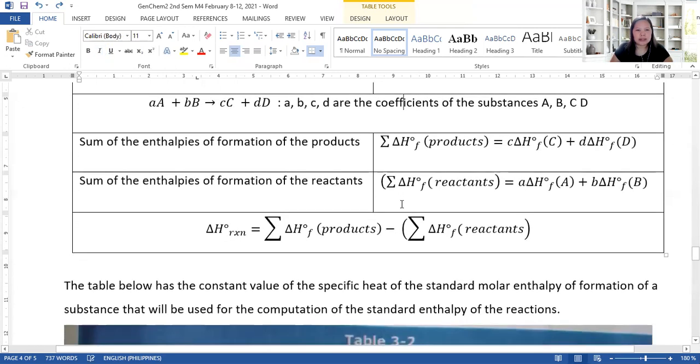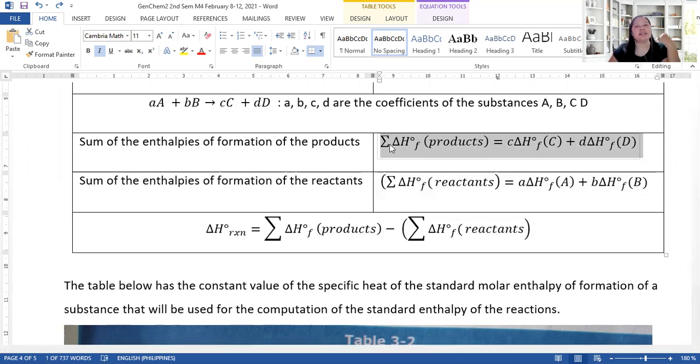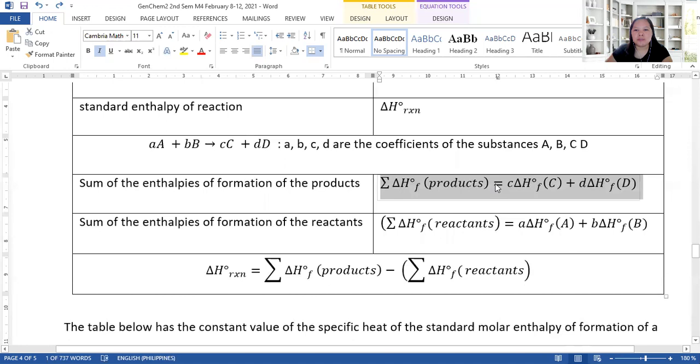Let's continue. Before we proceed, you have to familiarize yourself with this one. It's a little bit complicated, but I believe that you can do this. This one is like a big letter, a symbol that stands for the sum, the total. It is the sum of the enthalpies of formation of the products, so that you get the value or the amount of the products of the chemical equation.